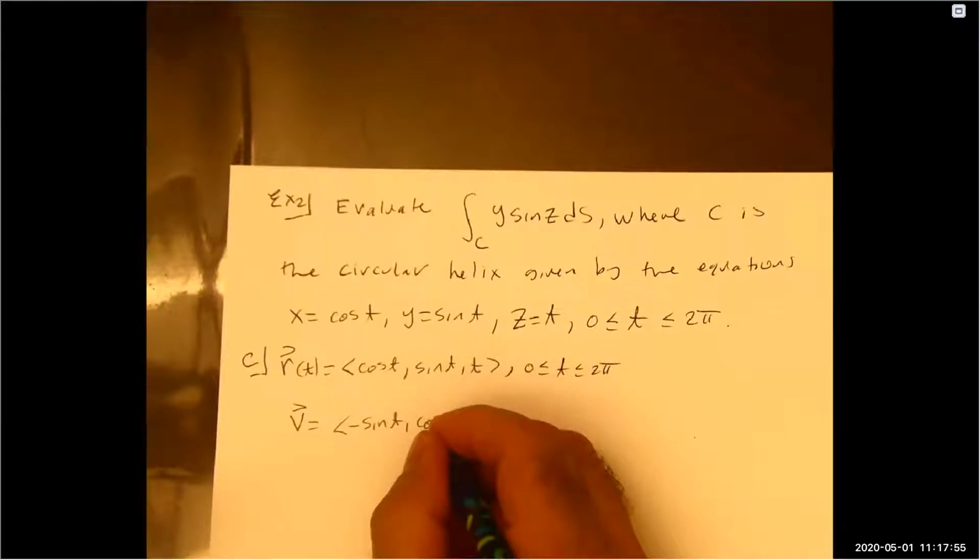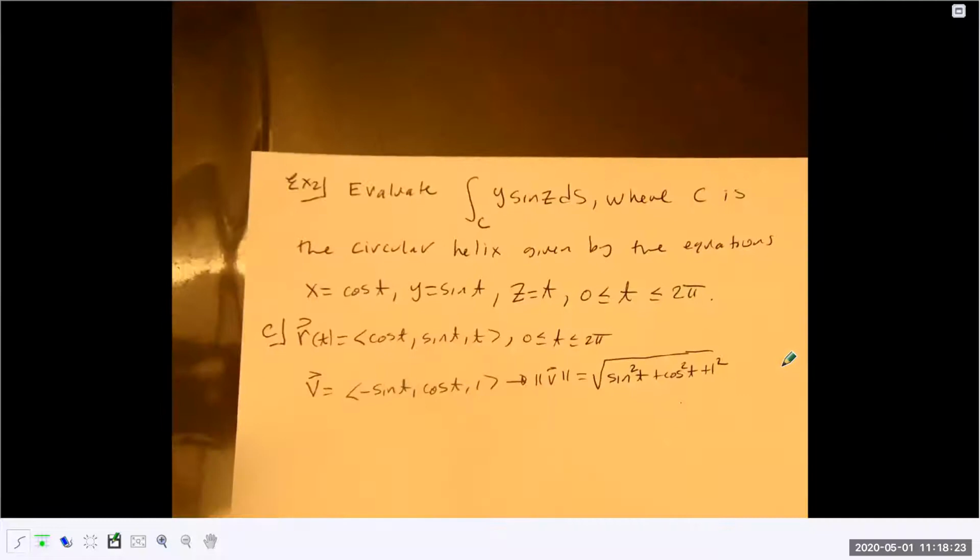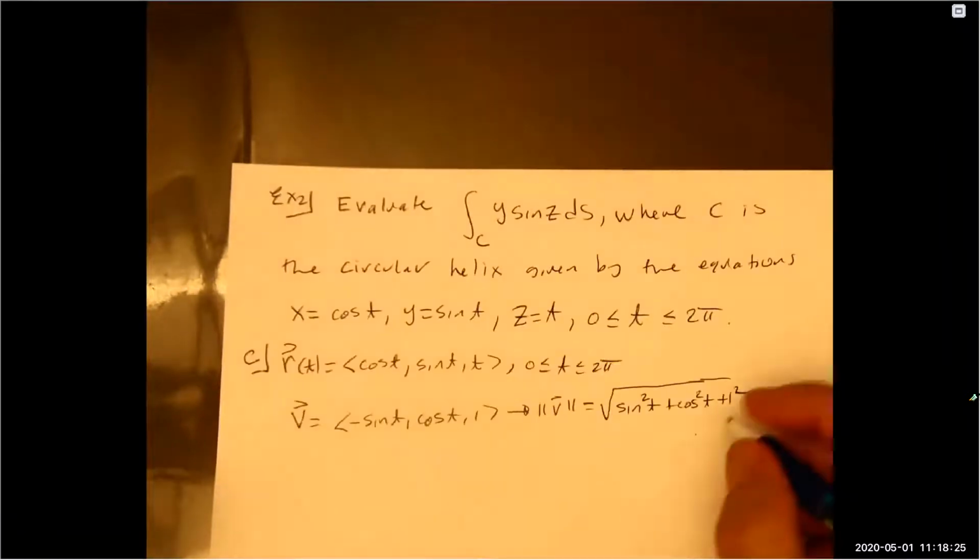We've looked at the speed along the helix before. Did you forget? So it's going to be the square root of sine squared of t plus cosine squared t plus 1 squared. And so we get root 2.